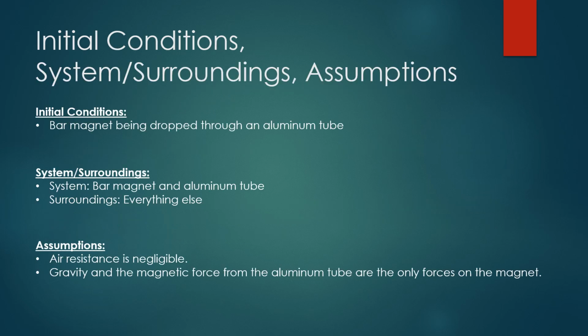The initial conditions were that the bar magnet was being dropped through the aluminum tube. The system was the bar magnet and the aluminum tube, while the surroundings were everything else. Assumptions made were that air resistance is negligible, and that gravity and the magnetic force from the aluminum tube were the only forces that acted on the magnet.